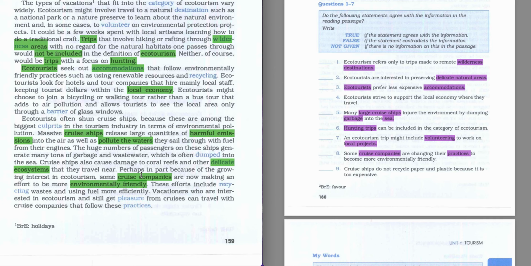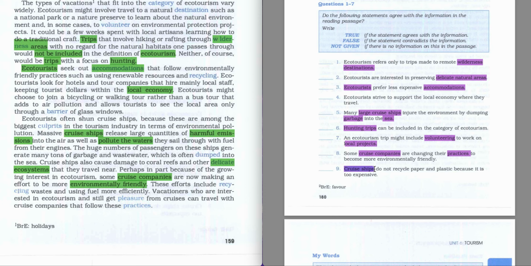Let's read this sentence. Perhaps in part because of their growing interest in ecotourism, some cruise companies are now making an effort to be more environmentally friendly. So this is true. They are trying to be environmentally friendly. So let's go further. Cruise ships do not recycle paper and plastic because it's too expensive.